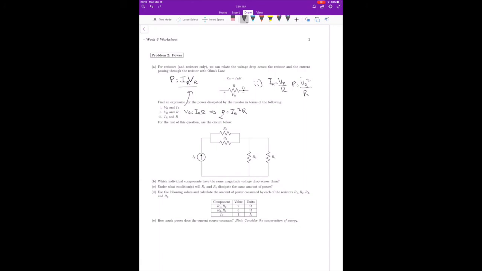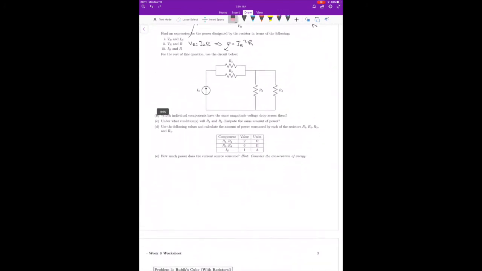So these are kind of our three equations for power. We have IV, V squared over R, and I squared R. And this is obviously only going to work for resistors, because we used resistors in Ohm's law. Yeah, that's the gist of that part.